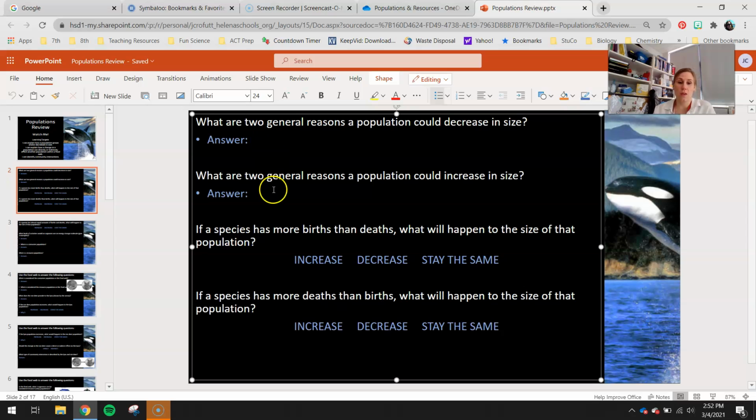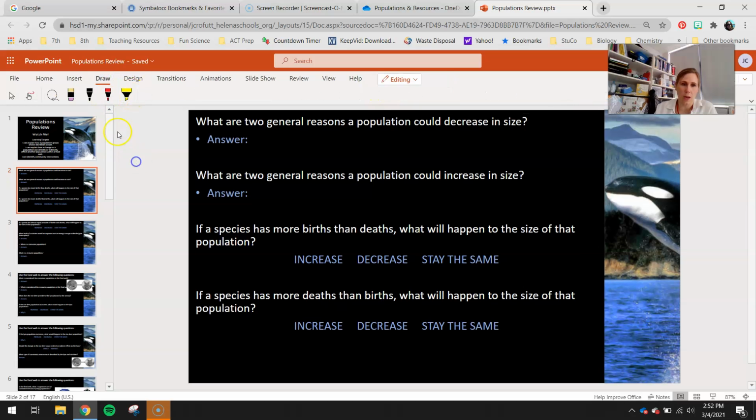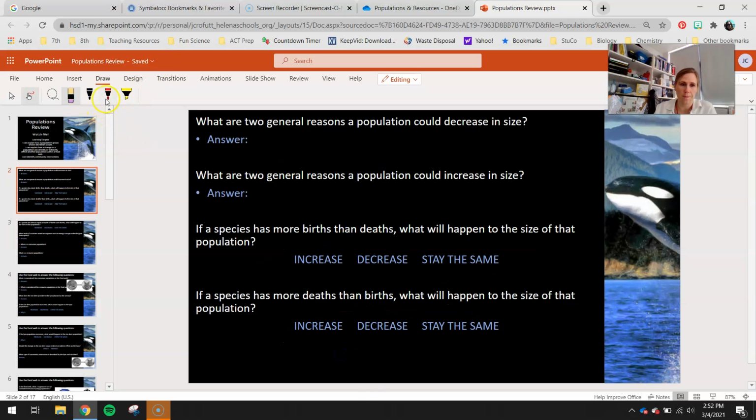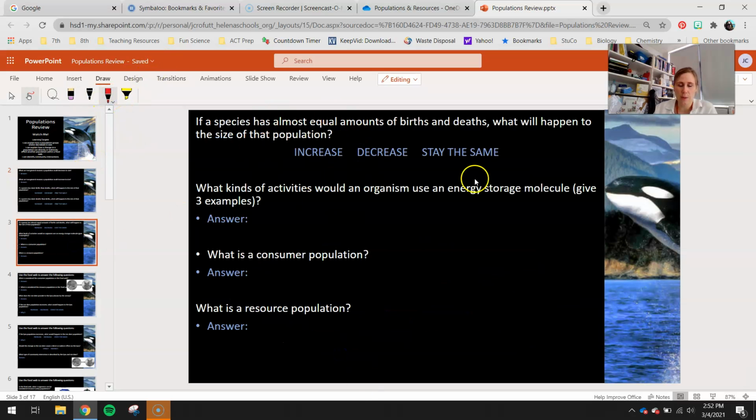So I just gave you an answer there, but I'm going to let you think about how to increase the size. It's very similar. If a species has more births than deaths, what will happen to the size of that population? These are really quite simple. I'm going to let you manage these on your own, but you're just going to use your draw tool to circle either increase, decrease, or stay the same. Same on this one, increase, decrease, or stay the same. Use your draw tool on that.